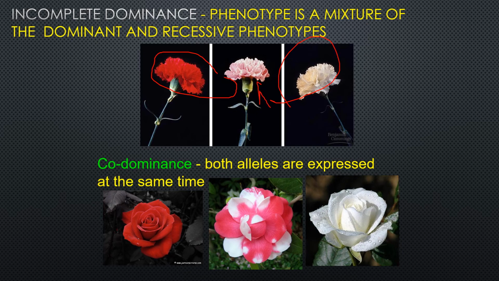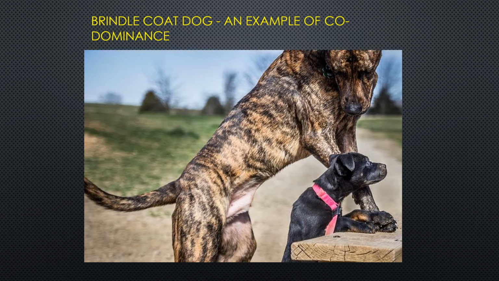Interestingly enough, we can also have what we call codominance, which means both of the alleles are expressed at the same time. That's usually a bit rarer, but in that case we would have a red and a white being the dominant and recessive, and then when they're both expressed, we have red and white petals both on the same flower. So that's codominance. Another example is the brindle pattern in dogs. That is a codominance pattern.